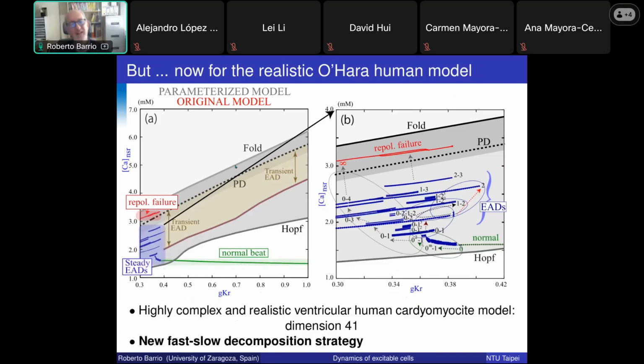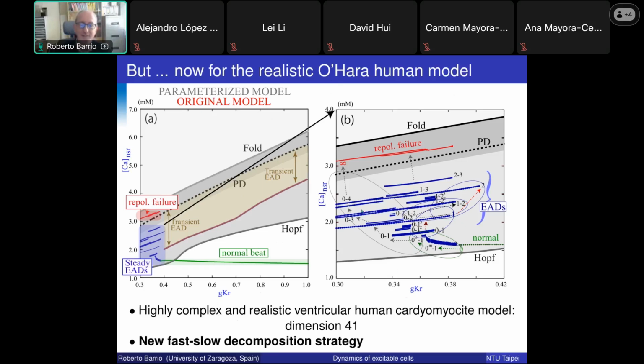So in this case, we have no explicit small parameters. So we need to locate the slowest variable in the case that no stimuli are here. But the main question is that it is a new fast-slow decomposition strategy for this 41-dimensional problem, but it permits us to study it.